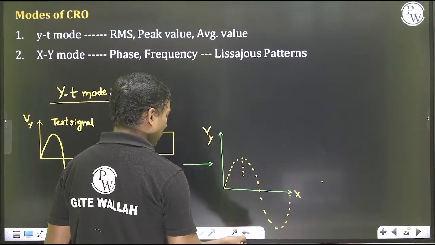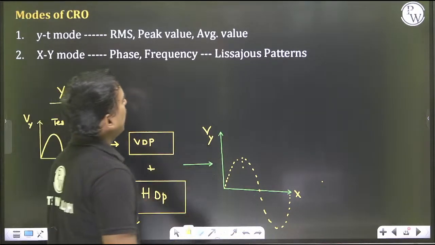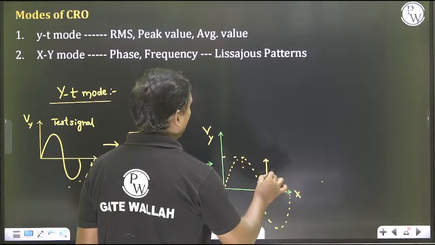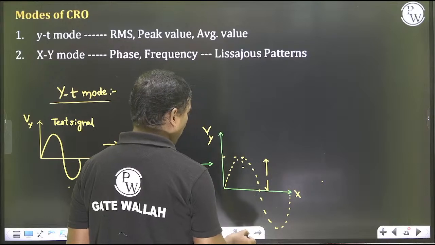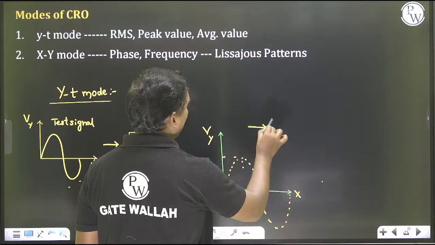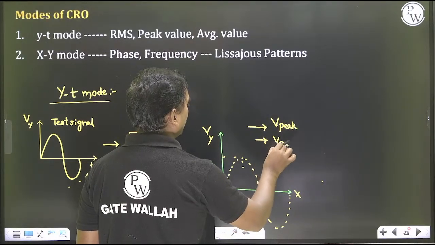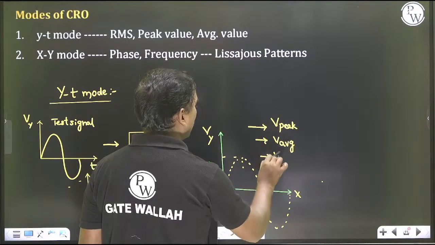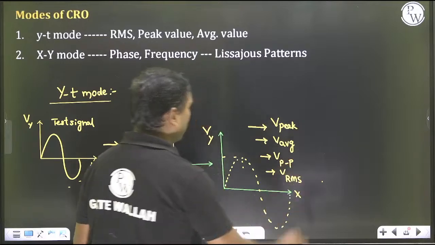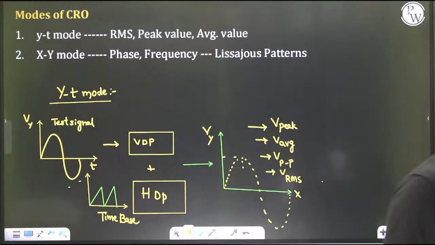So we can measure this signal. We can measure the amplitude, the RMS value, and the peak value. What are the parameters to be measured? We can measure the peak value, the average value, the peak to peak value, and the RMS value. So these are the measurements that we can do in the YT mode.